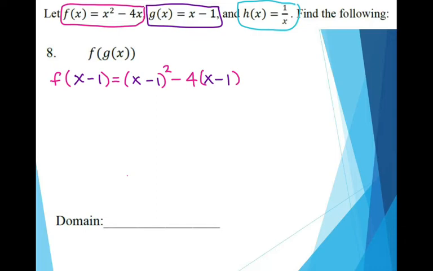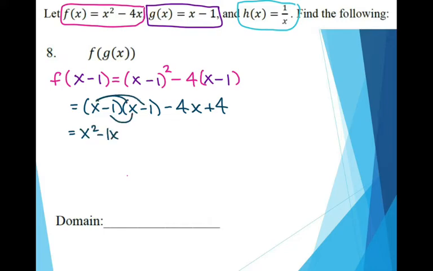And then from here, our job is just to simplify. So just be careful as you're simplifying this. X minus 1 squared is the same thing as x minus 1 times another x minus 1. This negative 4 I can go ahead and distribute, so negative 4 times x is negative 4x. Negative 4 times negative 1 is positive 4. And then I'm going to multiply these two binomials. So x times x is x squared. X times negative 1 is negative 1x. Negative 1 times x is negative 1x. Negative 1 times 1 is a positive 1. Bring down the minus 4x plus 4.